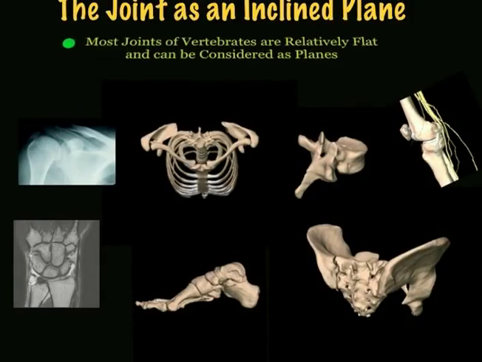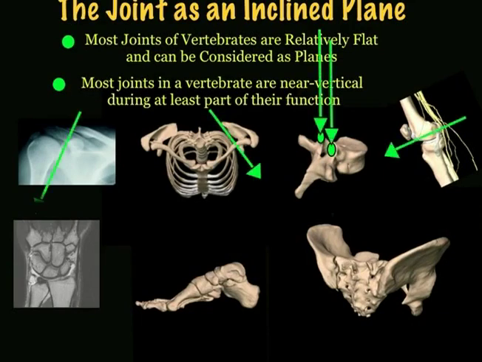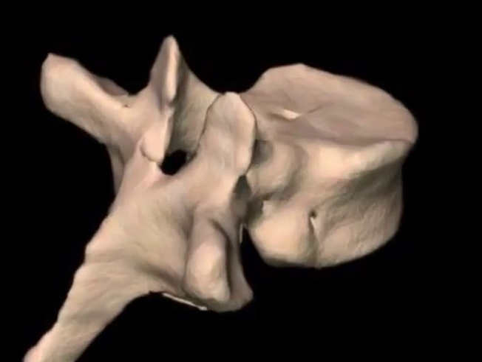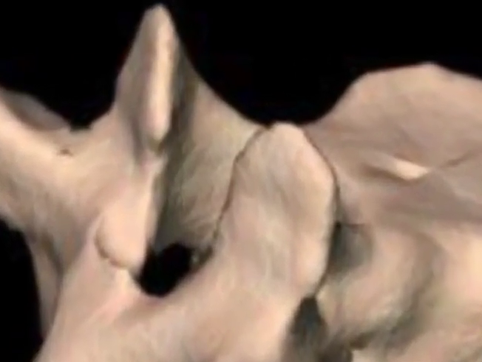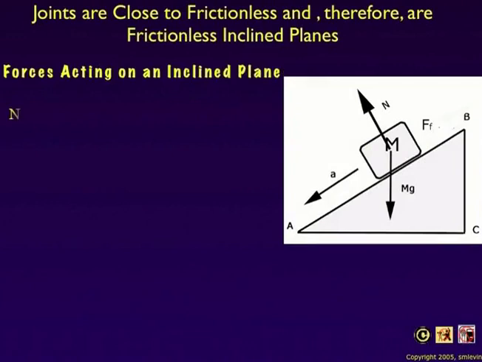Most joints of vertebrates are relatively flat and can be considered as planes. Most joints are near vertical, at least during part of their function. Joints are close to frictionless, with a coefficient of friction of 0.005. Let's do the math.